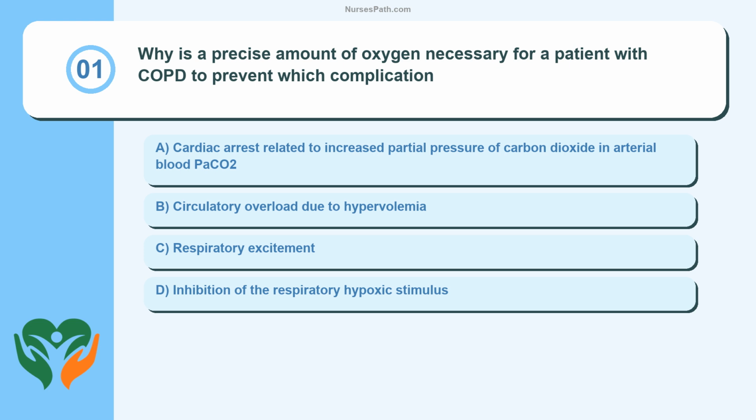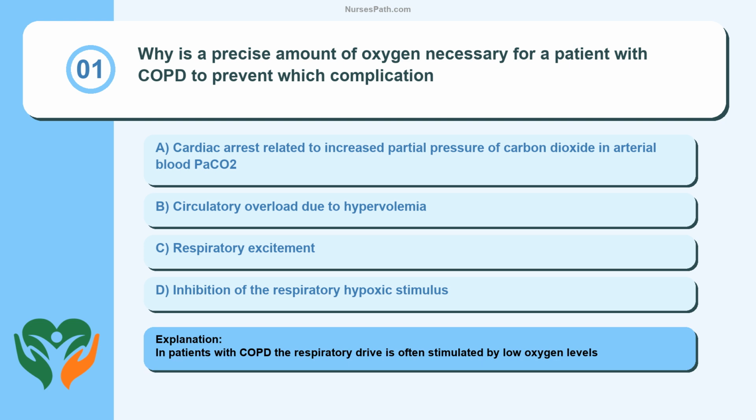Question 1. Why is a precise amount of oxygen necessary for a patient with COPD to prevent which complication? Cardiac arrest related to increased partial pressure of carbon dioxide in arterial blood, PaCO2. Circulatory overload due to hypervolemia. Respiratory excitement. Inhibition of the respiratory hypoxic stimulus. In patients with COPD, the respiratory drive is often stimulated by low oxygen levels.